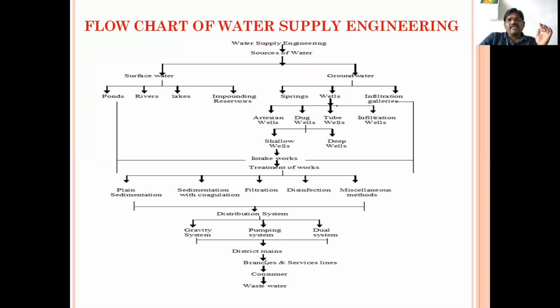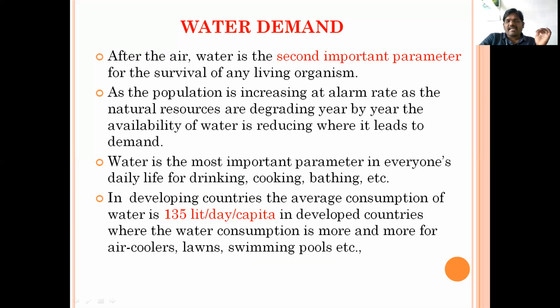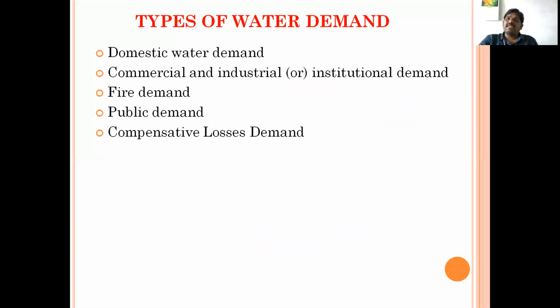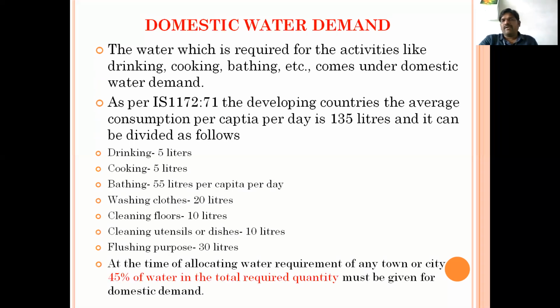See, of course, this is the flow chart of water supply engineering. Unless we take care of all these demands, the water supply is not up to the mark. So when the water is being supplied, you must calculate the various demands, like domestic water demand, commercial demand, compensated losses demand, public demand, and all.